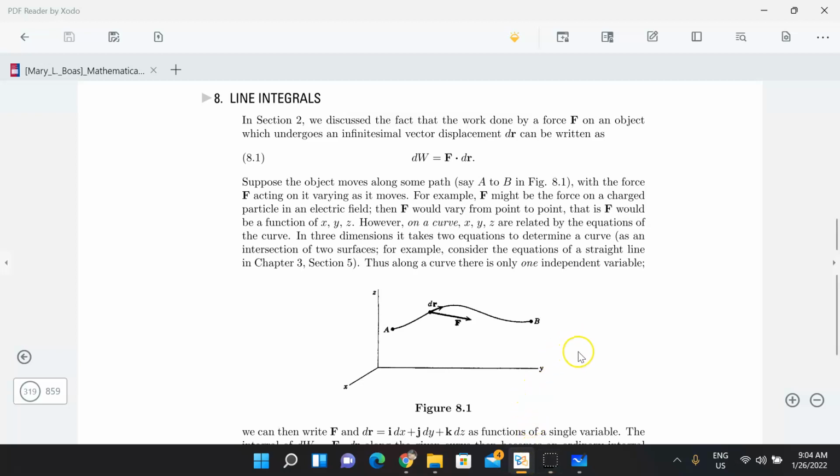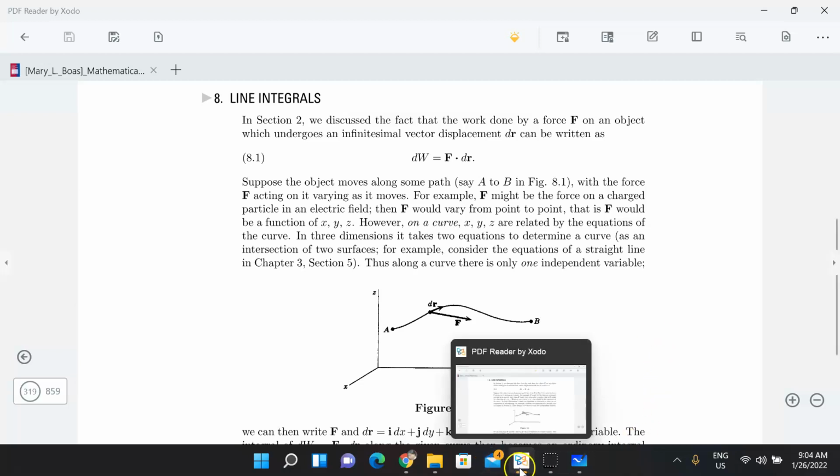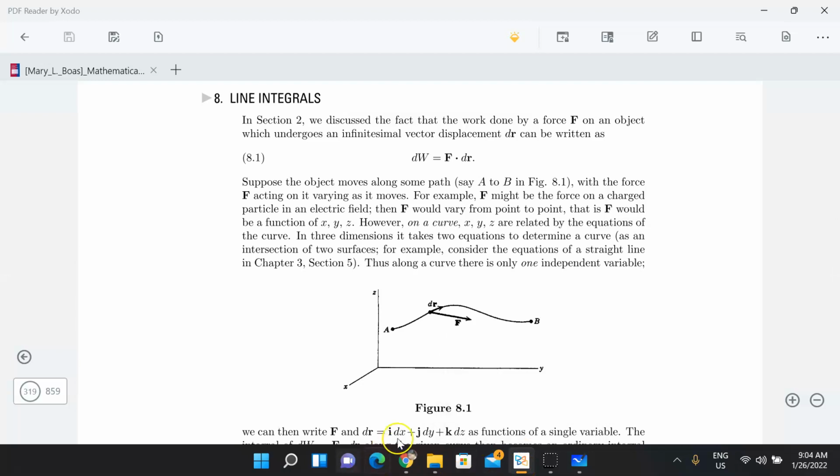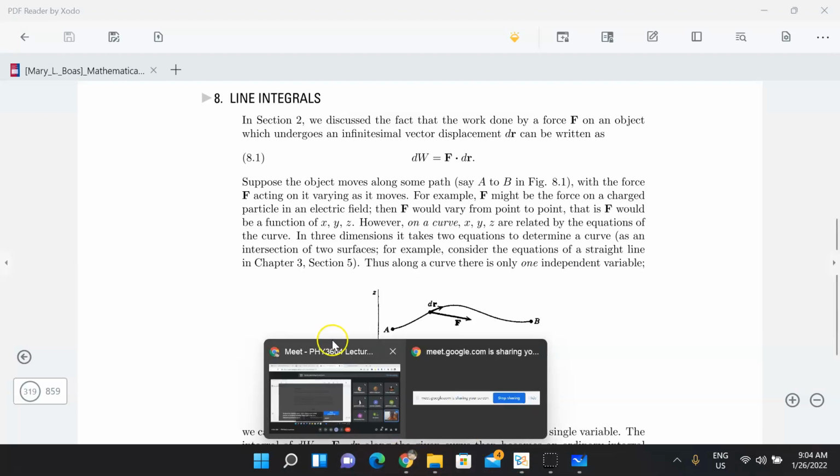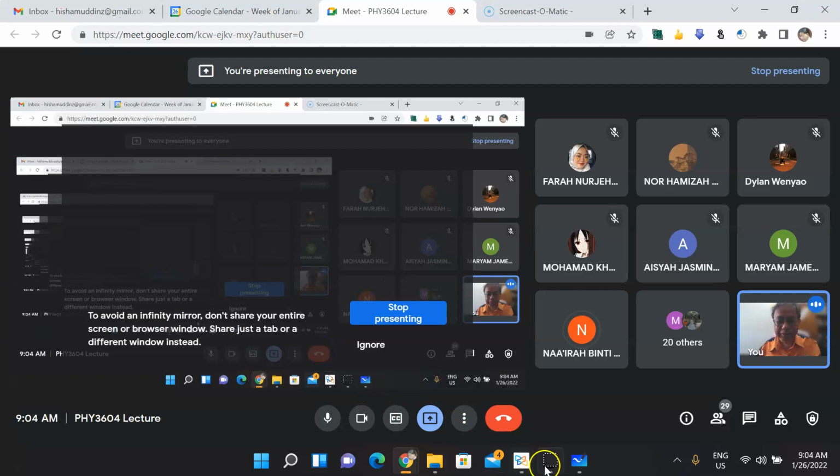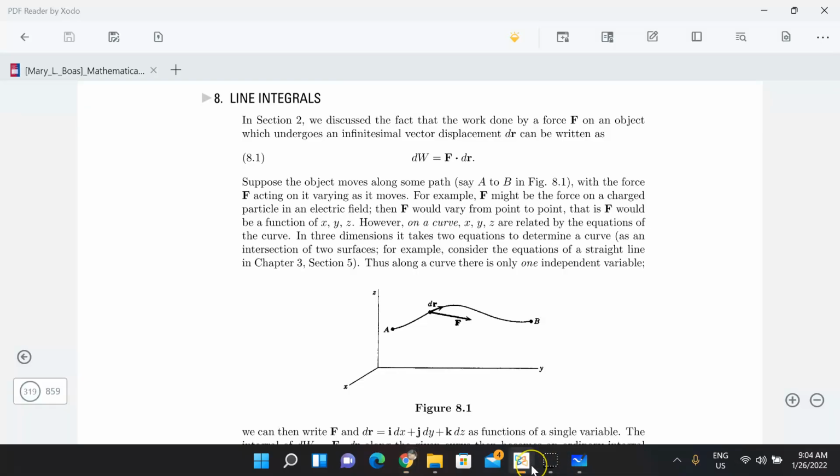Essentially, I hope you can see the screen. Somebody? Everyone can hear me, or am I speaking loud? No. Okay, great. Right. Okay.